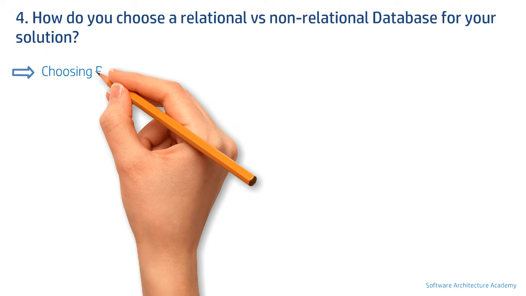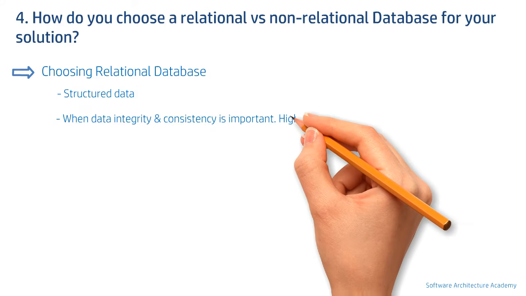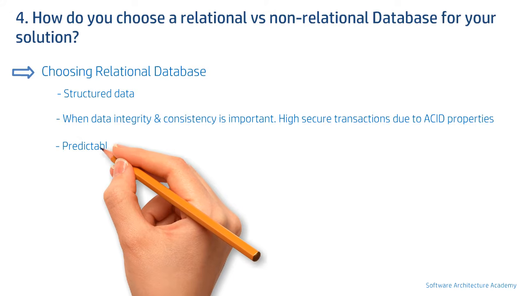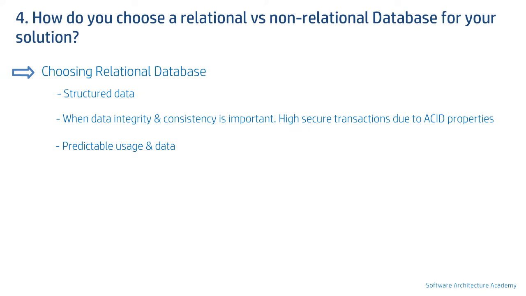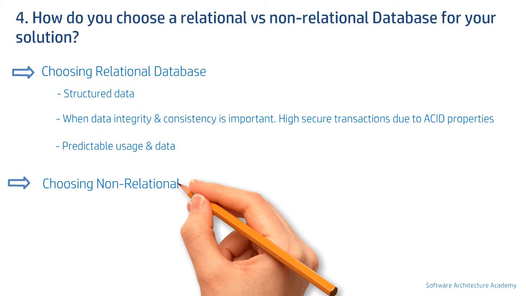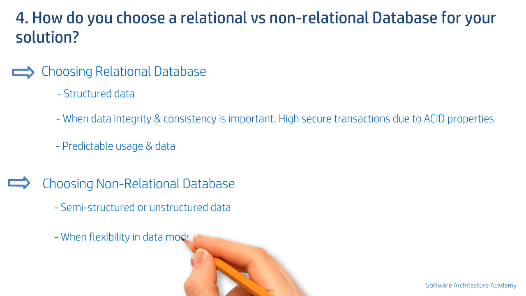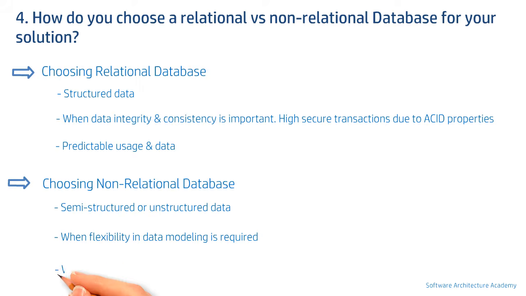One would choose a relational database when structured data is more prominent, when data integrity and consistency is important, and the system usage can be predicted and is not volatile. On the other hand, one would choose a non-relational database when semi-structured or unstructured data is more prominent, a flexible data model is desired, or the biggest decision-making factor, scalability requirement, is the key. This is because a relational database won't scale beyond a point.